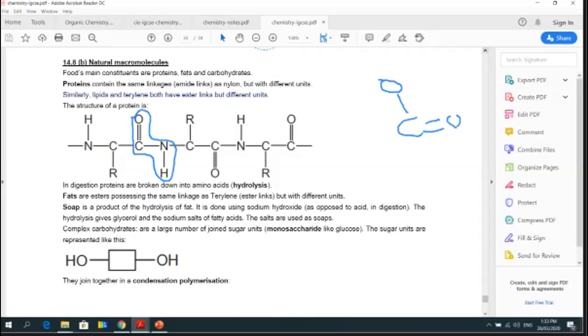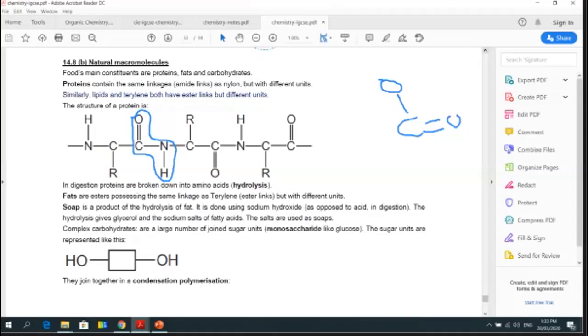Right, in digestion, proteins are broken down to amino acids, right? Fats are esters, right, possessing the same linkage as terylene, the ester link, but it happens again with different units. Soaps are produced from the hydrolysis of fats, so you're splitting fat and they would normally use something that is alkali, so something like sodium hydroxide, right? And that results in glycerol and the salt of the acid, which is the sodium salt, being produced. The salt is what we use as soaps to bathe and keep ourselves nice and clean.